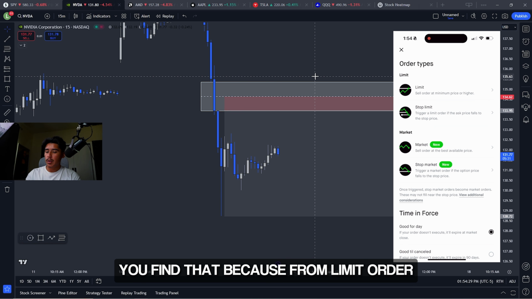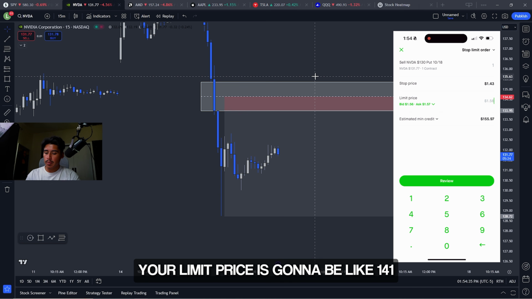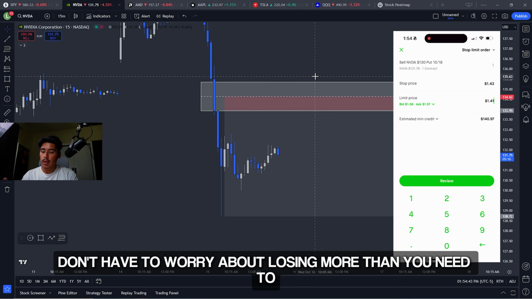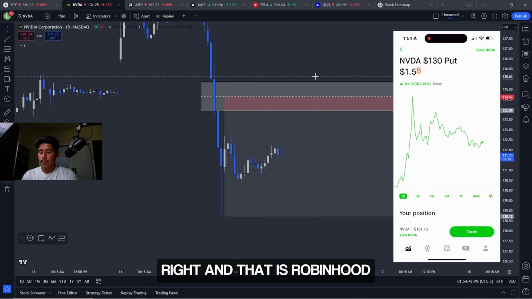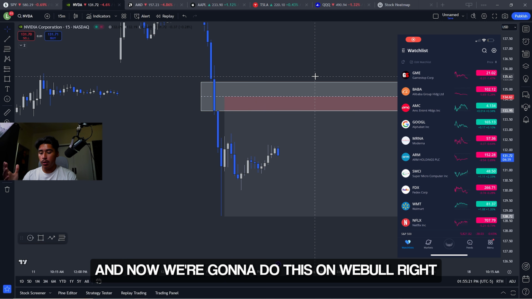If you want to set a stop loss, you find that. It goes from limit order, you set a stop limit. Your stop price is 143 and your limit price is going to be like 141. So once it hits 143, it'll sell at 141 for you, and you should be good, and you don't have to worry about losing more than you need to, right? And that is Robinhood. And now we're gonna do this on Webull.